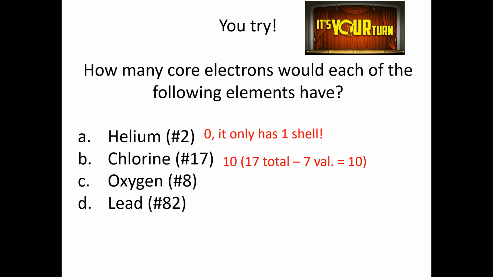So chlorine, it's number 17, and it's in group 7A. So you do 17 minus 7. There's 10 electrons in the core. Oxygen is in group 6A. It has 8 total electrons, so 8 minus 6 is 2. Lead is in group 4A, and it's number 82. So you do 82 minus 4, 78 core electrons.